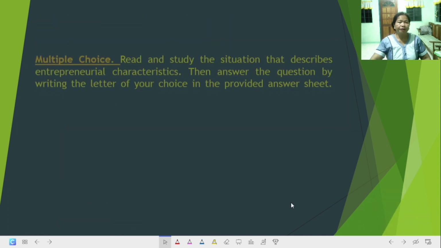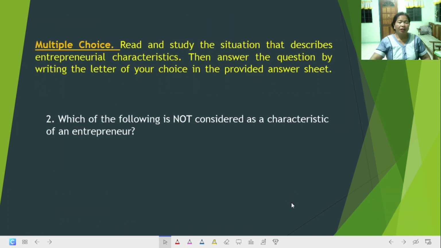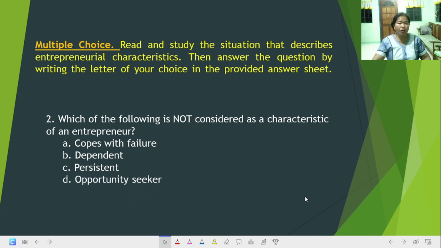Next number. Which of the following is not considered as a characteristic of an entrepreneur? Letter A. Copes with failure. Letter B. Dependent. Letter C. Persistent. Letter D. Opportunity seeker. Go!